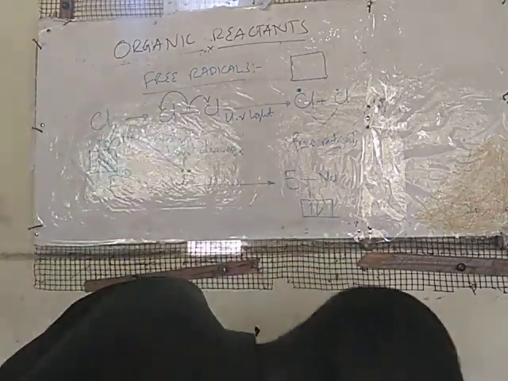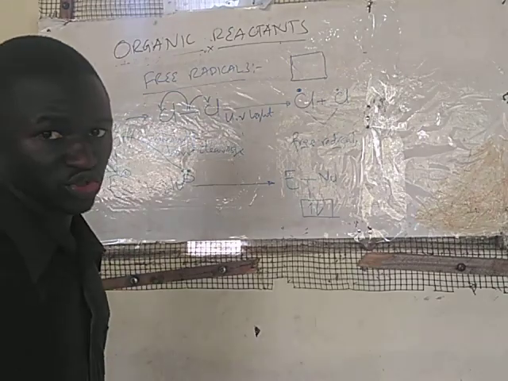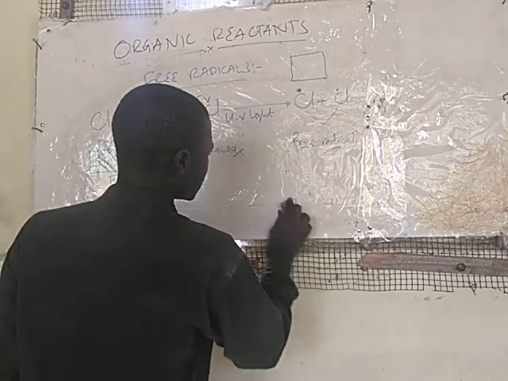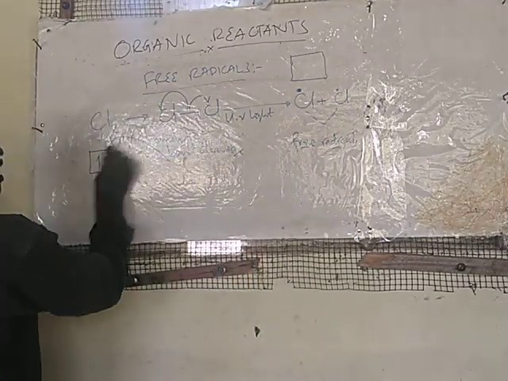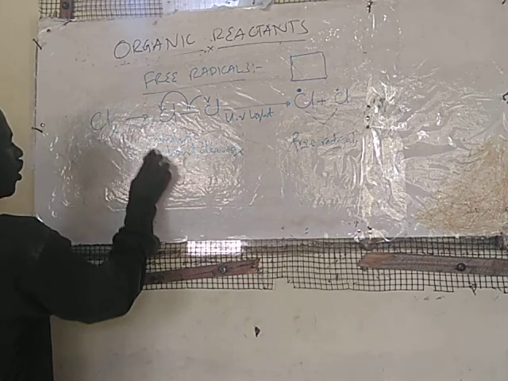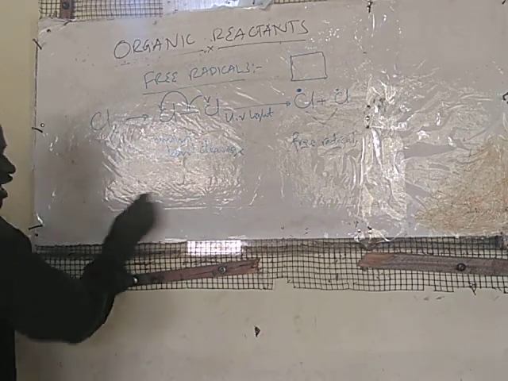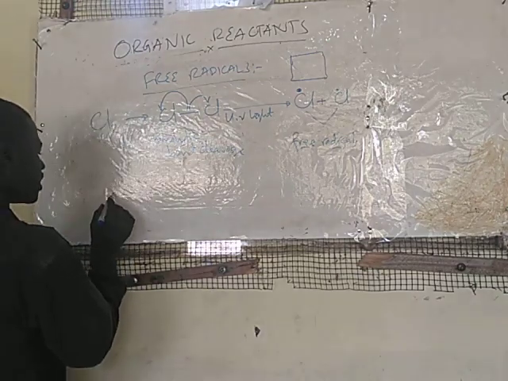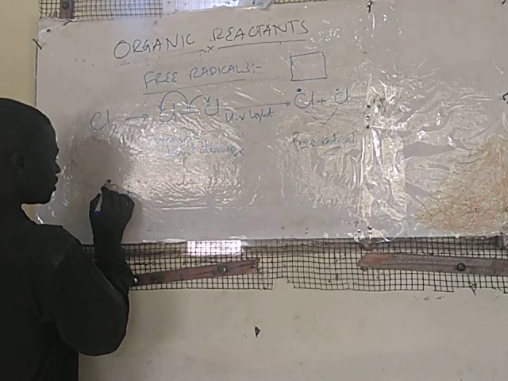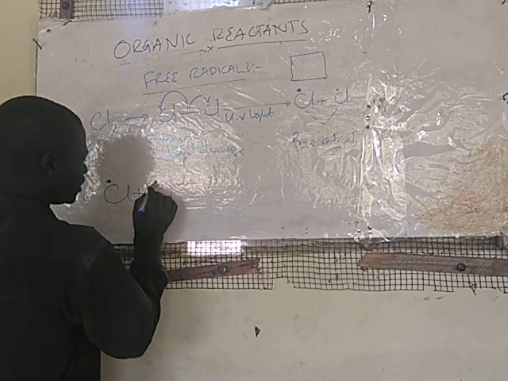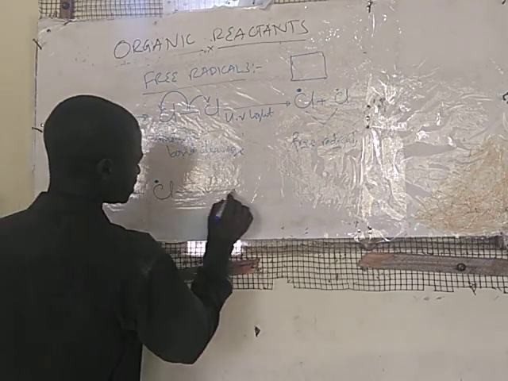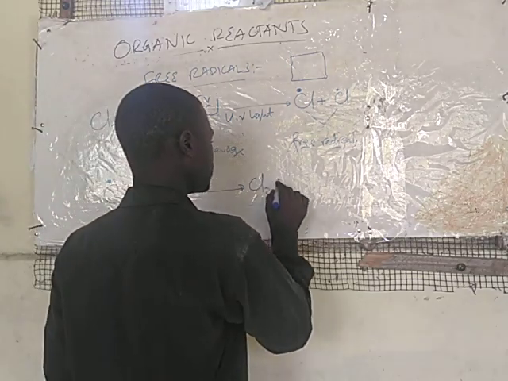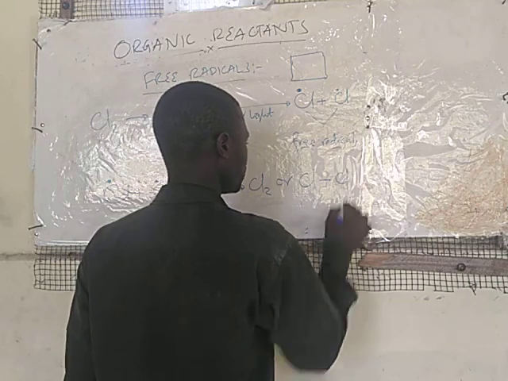But in the case of free radicals, they contain only one electron. Due to that, free radicals cannot react with an electrophile or a nucleophile. A free radical can react only with other free radicals. For example, chlorine plus chlorine, we get chlorine gas, or in other words, chlorine bonded to chlorine.